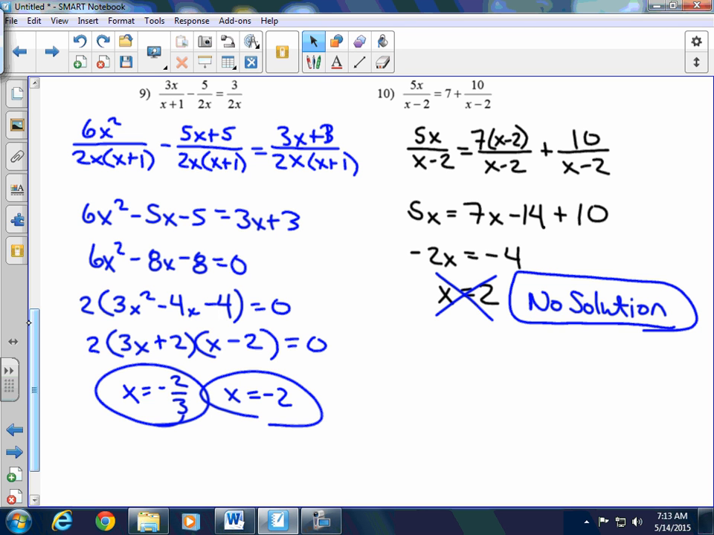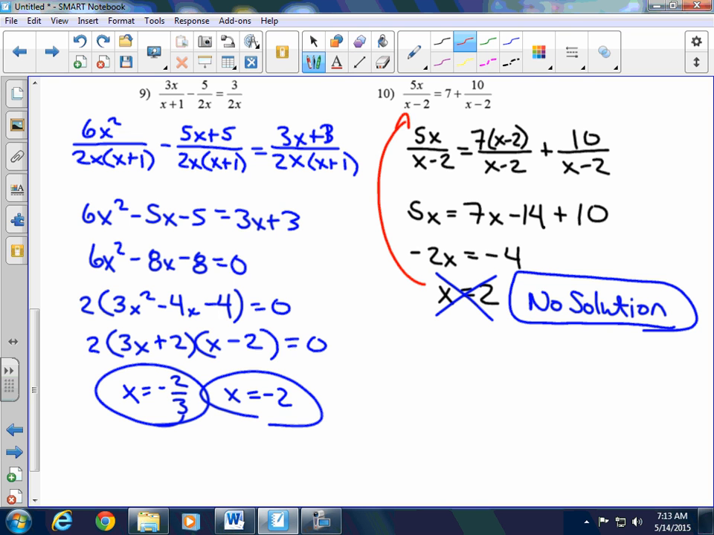Both of these work. However, in number 10, we got to a solution of x equals 2. But notice when we plug it in to here, we have 2 minus 2, which is 0. And you cannot have 0 in the denominator. Therefore, 2 is not one of the solutions. And so in this problem, there is no solution to that.